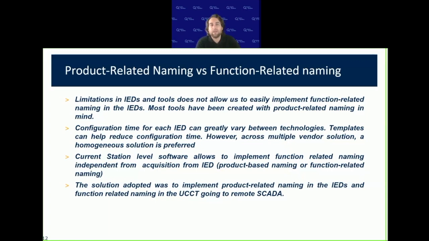The station level software, the UCCT that I talked about, allows us to define the function-related naming going outside the station. And this is where we want it, because this is where we can do the corroboration between the different signal names when we merge them all. We'll see that in a moment as well.